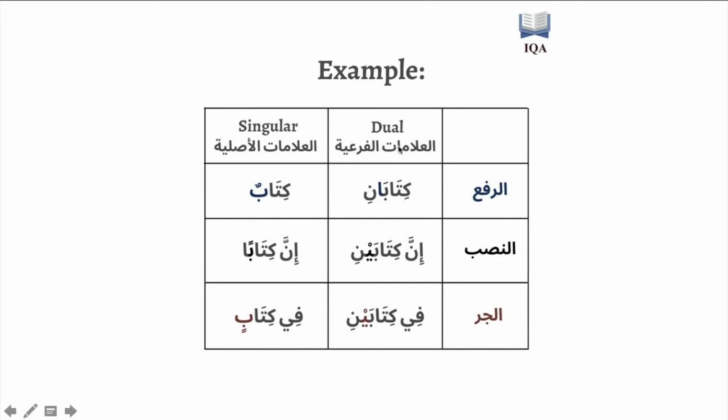Unlike the dual noun, which takes alamat far'iyya, which always takes a secondary sign, which is the alif for the rafa', the ya for the nasb, and the ya also for the jar. So kitabun becomes kitabani. Kitabani means two books. The sign of it being marfu' is the alif. Inna kitaban, kitaban means verily the book or verily a book. Inna kitabaini means verily two books, but it's mansub with a ya. And then fi kitabin becomes fi kitabaini. So those are the signs of i'rab for the dual noun.